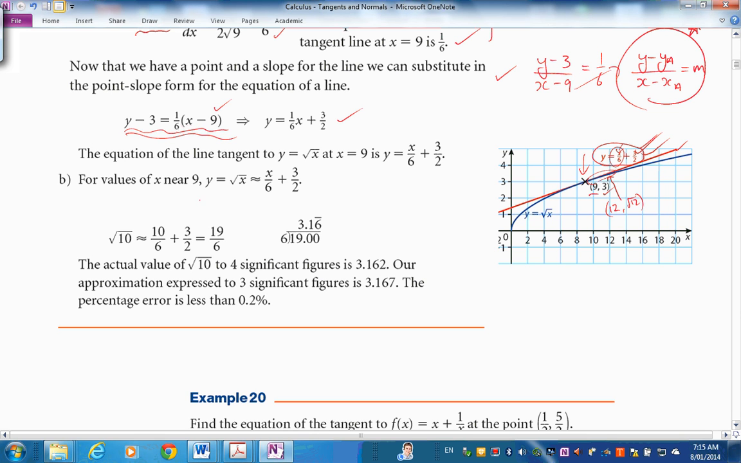So over here is Pearson's statement. For values of x near 9, we're going to say this is close enough to tangency, even at points not actually at x equals 9. So it's an approximation. So could you go up to 10? Yep. 10 over 6 plus 3 over 2 is 19 over 6. And that's pretty close. What's it about?